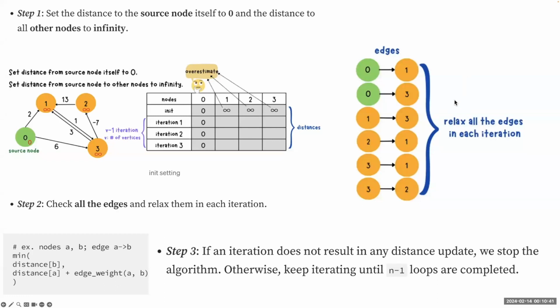So step 1 is we set the distance to the source node itself to 0, and all other distances to infinity. Step 2: we will check all of the edges and relax them in each iteration. And step 3 is, if an iteration does not have an update, we will stop the algorithm. And at most, we would iterate n minus 1 times.